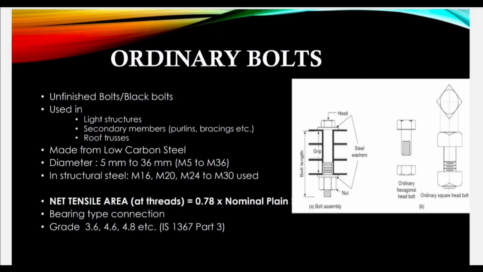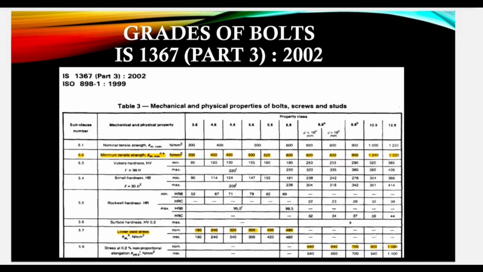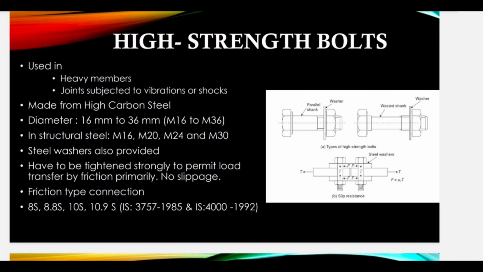M24 and M30 are used. The net tensile area as per threads is 0.78 times the nominal plane area. For bearing type connections, grades 3.6, 4.6 and 4.8 etc. are used, as per the standard IS 1367 (2002). I can show the grades of the bolts in a table.